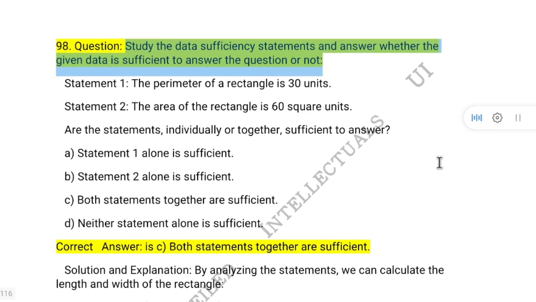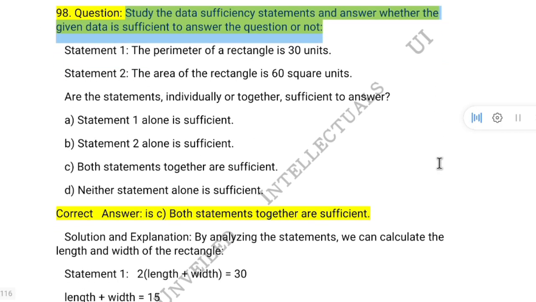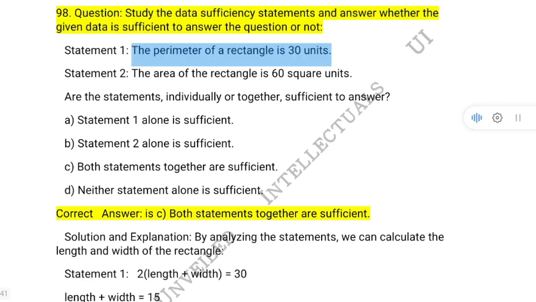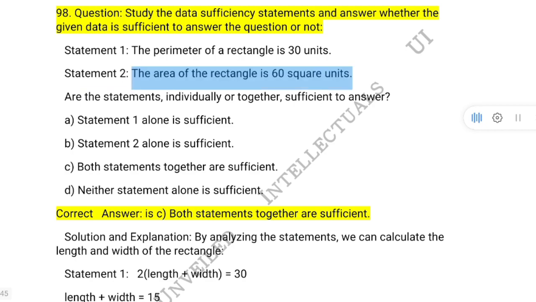98. Question. Study the data sufficiency statements and answer whether the given data is sufficient to answer the question or not. Statement 1. The perimeter of a rectangle is 30 units. Statement 2. The area of the rectangle is 60 square units. Are the statements, individually or together, sufficient to answer?